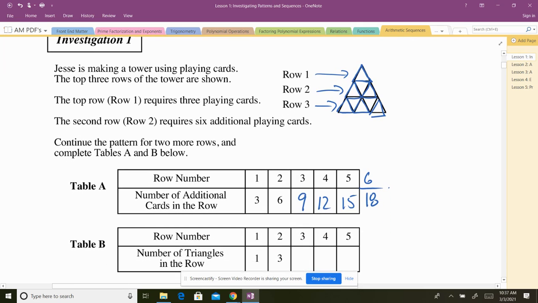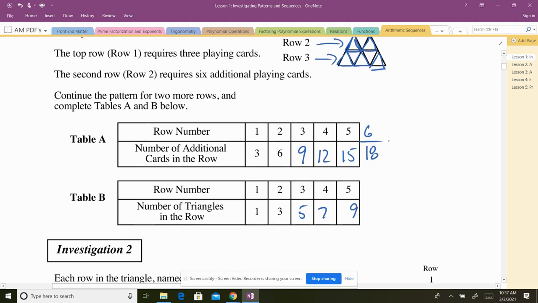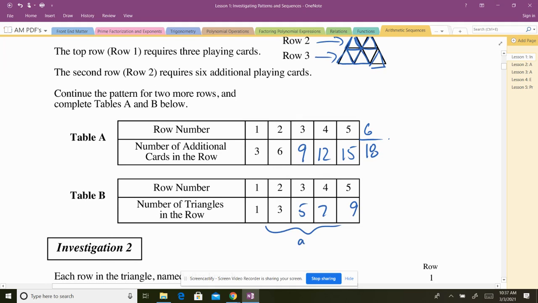Now, if we look at the same picture and I ask you for the number of triangles in each row. Row 1 has 1 triangle. Row 2 has how many triangles? 3. So that's going up by? Perfect. We're adding 2.